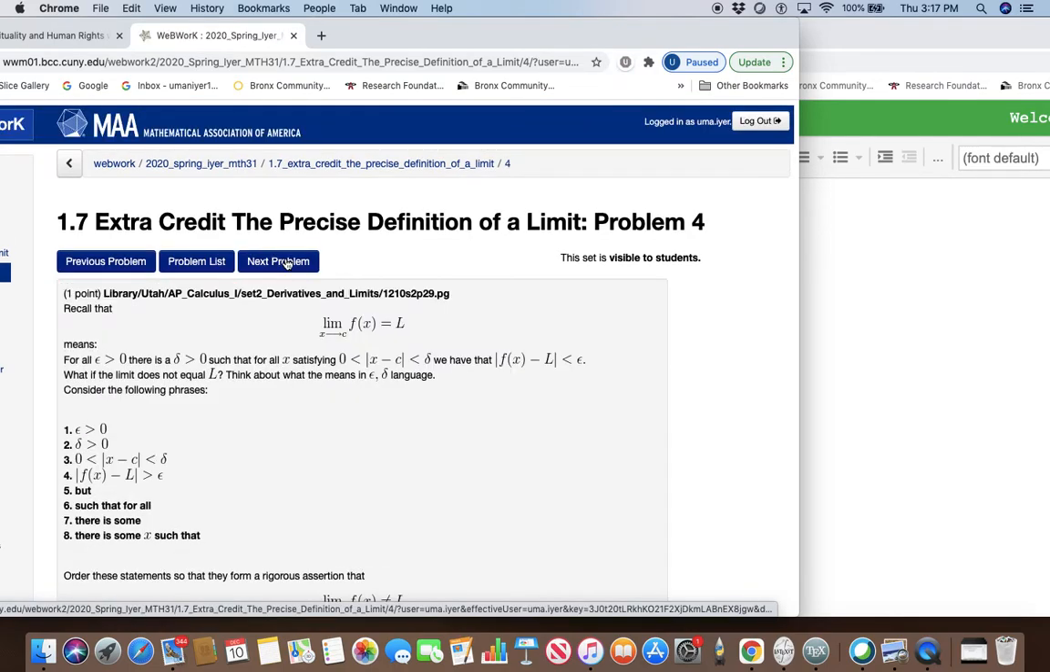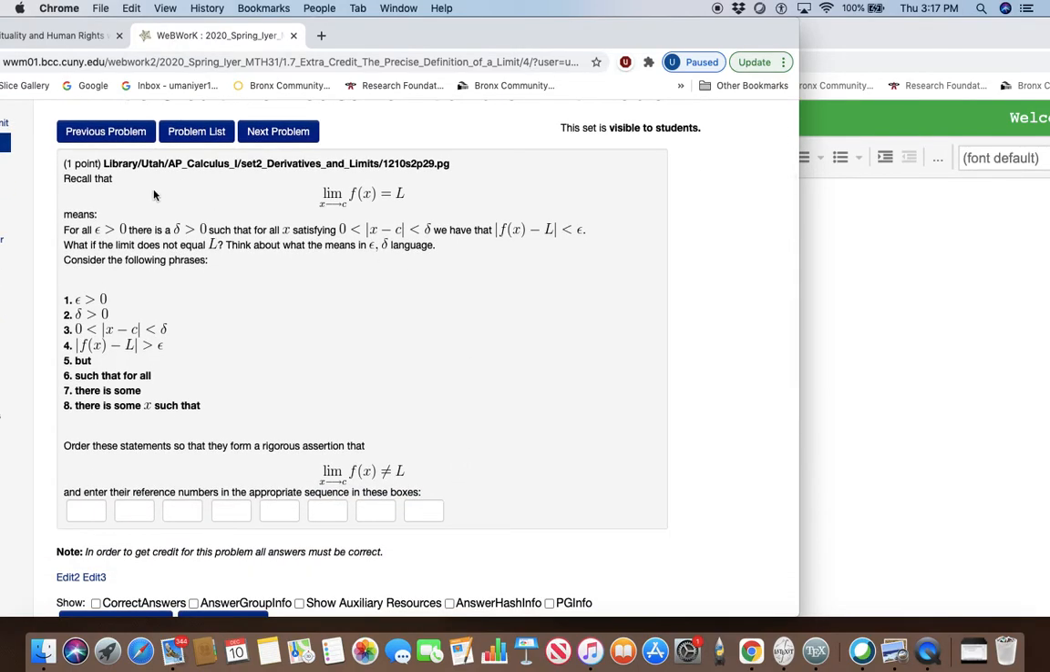Next. All right. Recall that limit x approaching c of f(x) is L means for all epsilon greater than 0, there is a delta greater than 0 such that for all x satisfying this condition, we have the absolute value of f(x) minus L less than epsilon. What if the limit does not equal L? So if it is not equal, what does that mean? This entire statement must be false. Okay? If the limit is not equal to L, this statement has to be false.